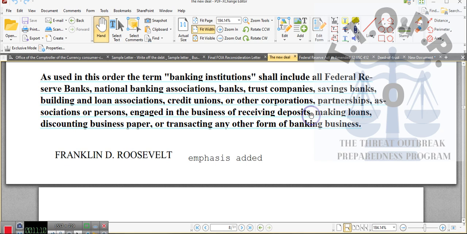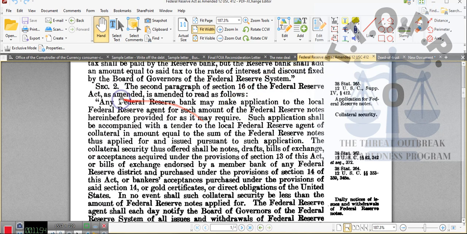You eat food? Well, you're depositing food in your mouth. You put stuff in your pockets? Well, you're depositing junk in your pockets. You put stuff in your purse? Well, you're depositing stuff in your purse. You put stuff in your wallet. It didn't say what type of deposits. It says in the business of receiving deposits, and or transacting any other form of banking business. Ladies and gentlemen, we transact banking business all the time. We negotiate deals all the time. Banking business. So, now that we've gotten that cleared up, let's go back to the act as amended.